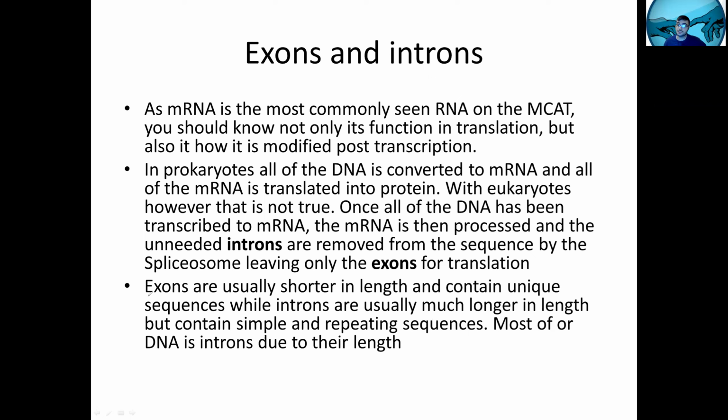Exons are usually shorter in length and they contain unique sequences, while introns are usually much longer, but they contain simple and repeating sequences. Most of our DNA is introns due to their length because they're much longer. We have a lot more DNA that's just introns than exons. So that's why most of our DNA actually isn't ever translated, or it's not supposed to be translated. It's just there, okay?